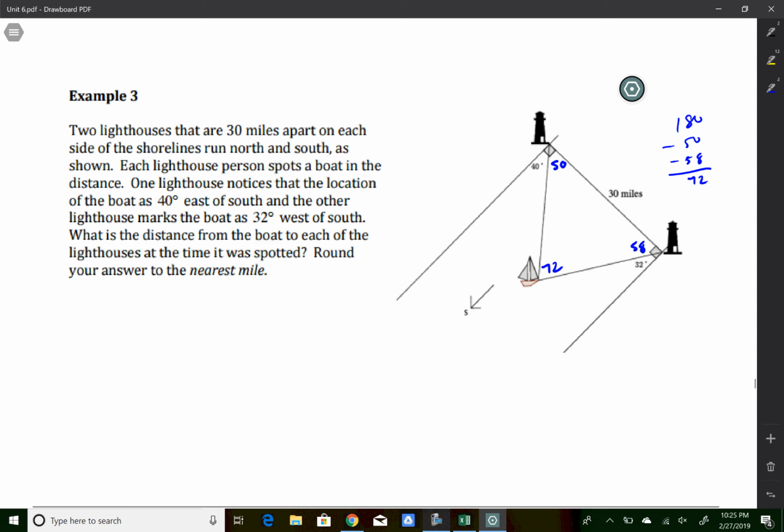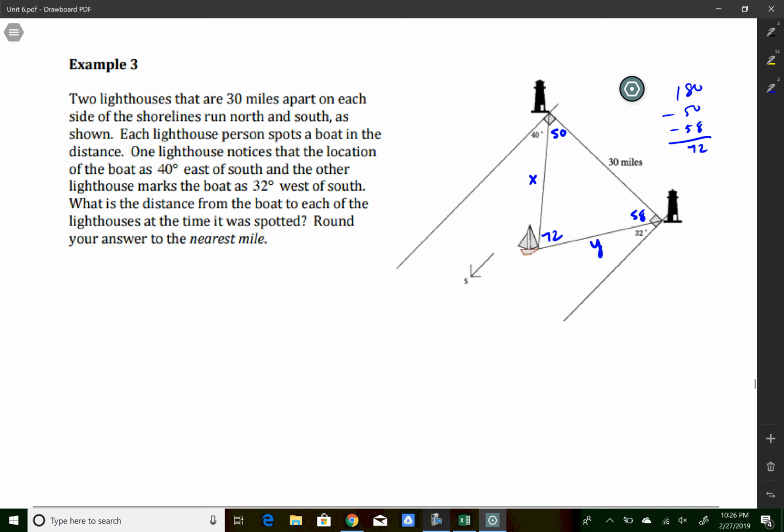Now, it wants us to find some distances, right? So it wants us to find the distance from the boat to each of the lighthouses when it was spotted. So I'm going to make an x here, and I'm going to make a y here. I can't use Pythagorean theorem. I can't use SOHCAHTOA. I don't have a right angle. But I can use the law of sines twice, once to find x and once to find y. So the ratio that I want to use here for x is going to be x over the sine of 58.